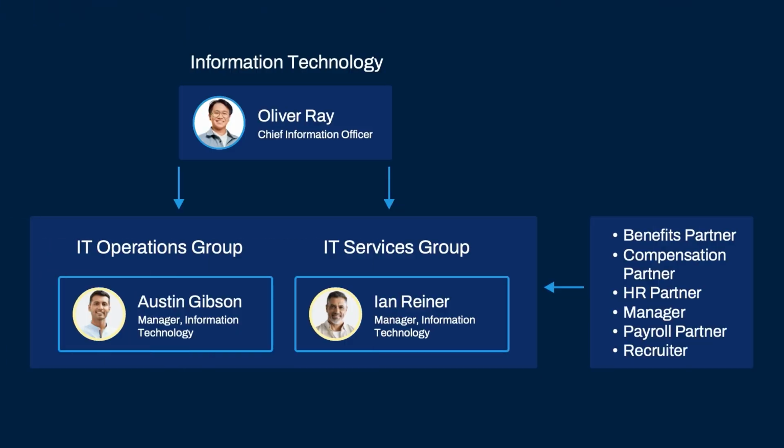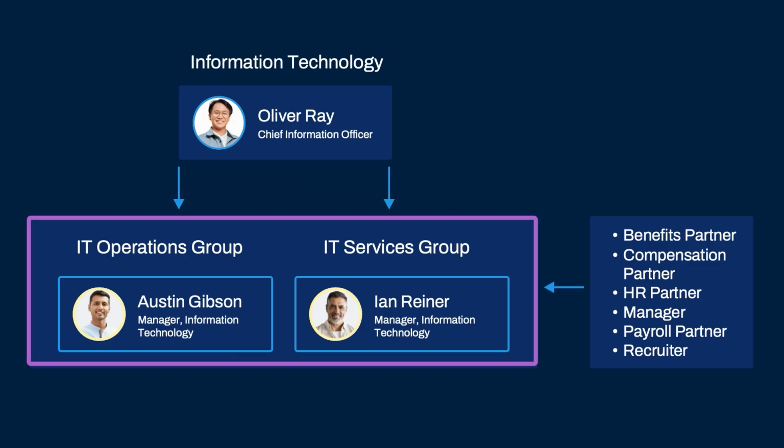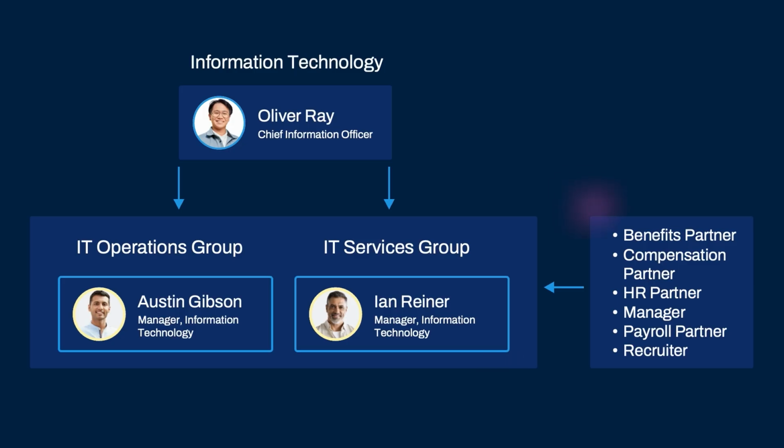For example, the Information Technology Supervisory Organization has two subordinate supervisory organizations: IT Operations and IT Services. IT Operations and IT Services might inherit their assignable roles, like compensation partner or HR partner, from their superior organization, Information Technology. However, some roles are specifically assigned, like the IT Operations Manager, Austin Gibson, and the IT Services Manager, Ian Reiner.